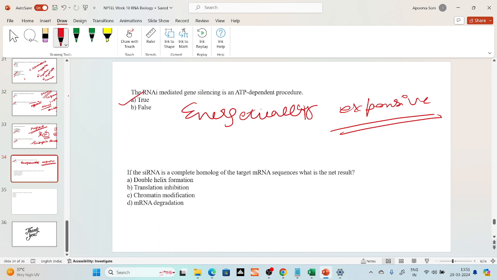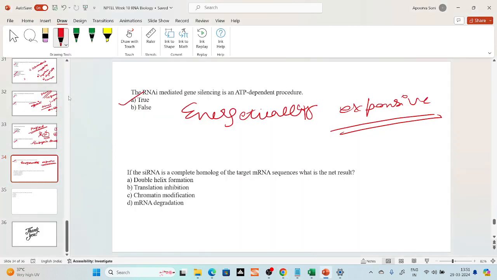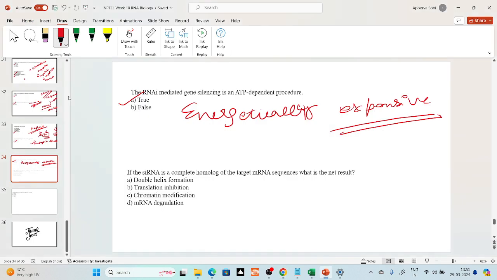Okay, so now I'm switching the screens. Tarkeshwari has answered C, which is chromatin modification. Okay, anybody else? Okay. The correct answer is mRNA degradation, which is D. Why is it so?